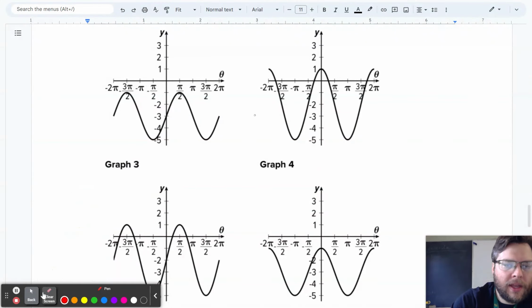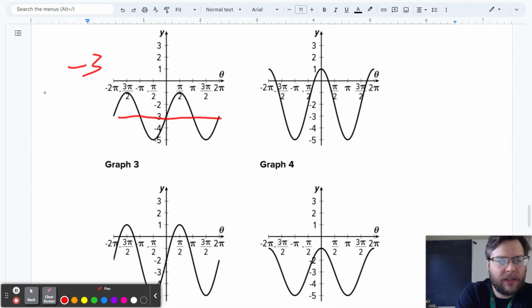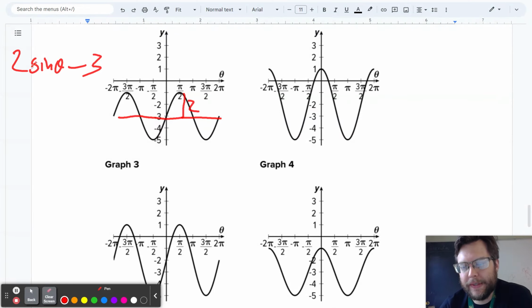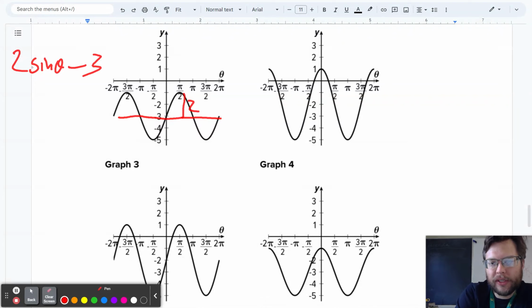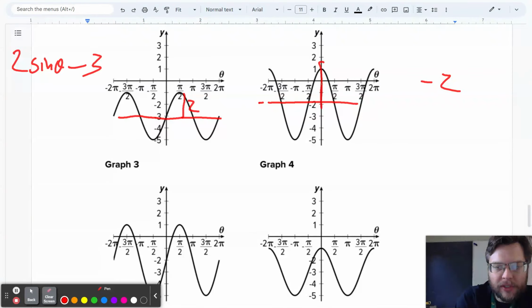So I'll just write what all the functions are. So this one has a midline of -3, so I know it's something minus 3. It starts on the midline, so I know it's a sine of theta. And it has an amplitude of 2, so I know it's a 2 sine theta minus 3. Midline here is -2. Amplitude is 3. Starts above the midline.